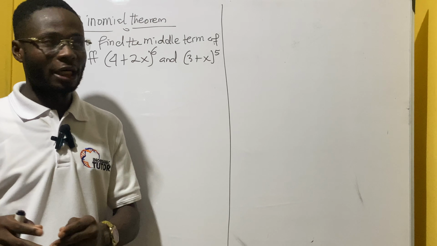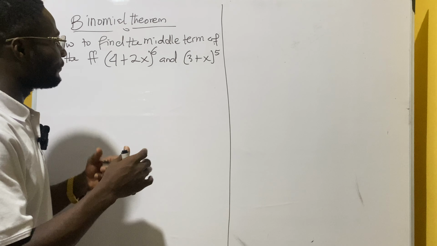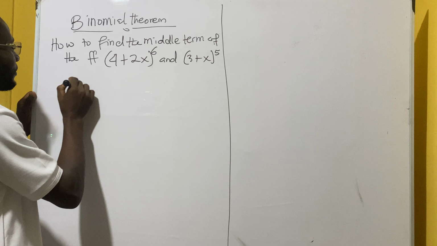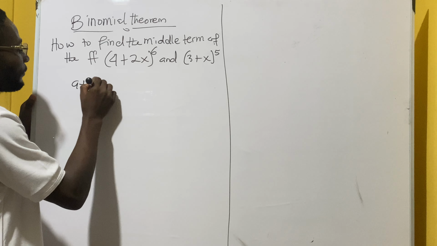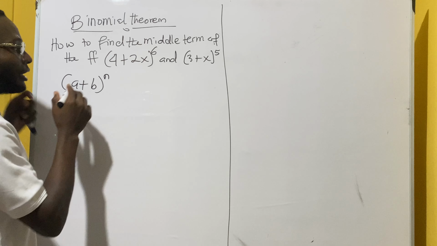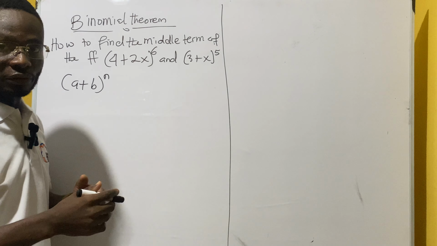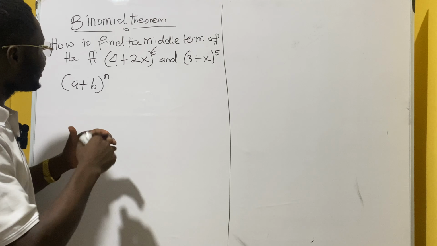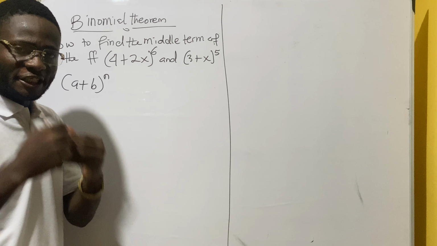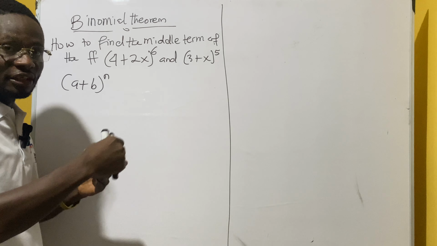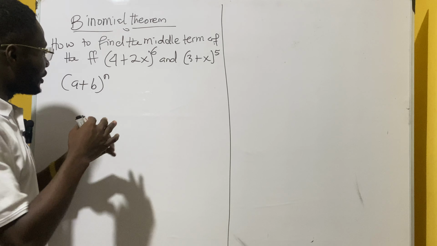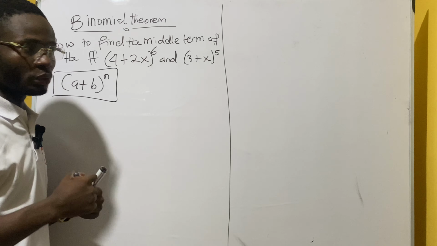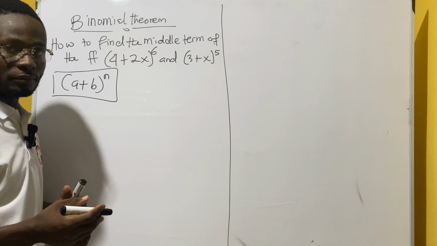With that formula, if you want to find the middle term, the binomial expansion should be in the standard form. Once the binomial expansion is in the standard form, then you can apply it. If it's not in the standard form, then you have to go through Pascal's theorem.